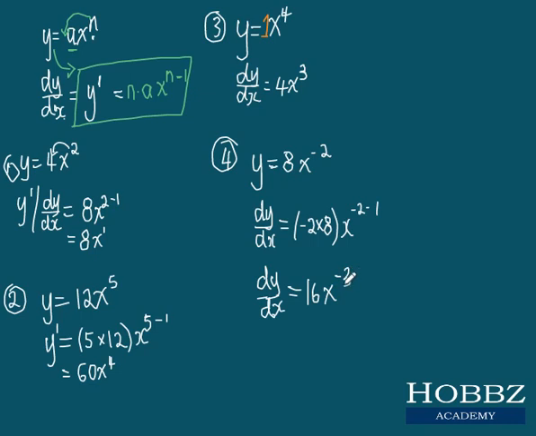So I think we've done enough examples now. In the next video, we will look into what happens when you have more than one term. And we'll also look into what happens when we have a constant. Can you derive a constant?